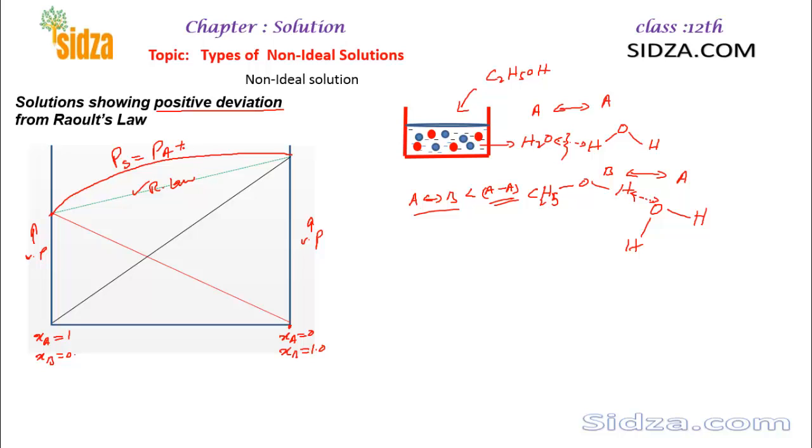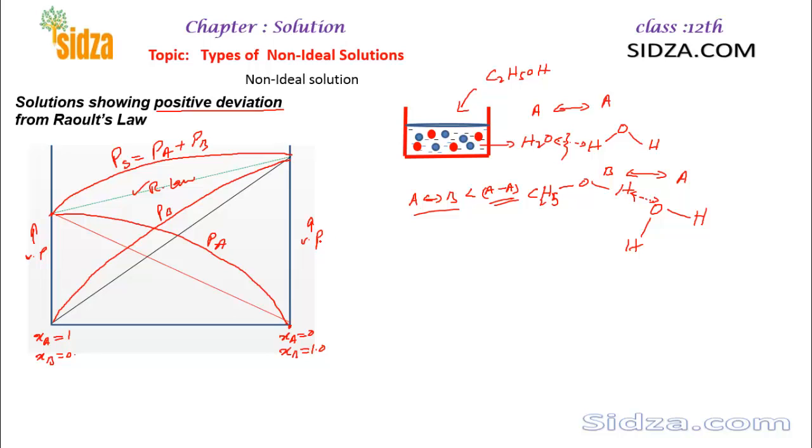This is the partial vapor pressure of A, and this is the partial vapor pressure of B. So for the components also, it will be more than what you expect. This is the partial vapor pressure of the component A, and this is the partial vapor pressure of the component B. So that means in a positive deviation, when you add a solute in the solvent, the intermolecular force of attraction is weak, the force of attraction between the solute and the solvent molecules is weak, and therefore the vapor pressure will be more than what you expect as per Raoult's law.